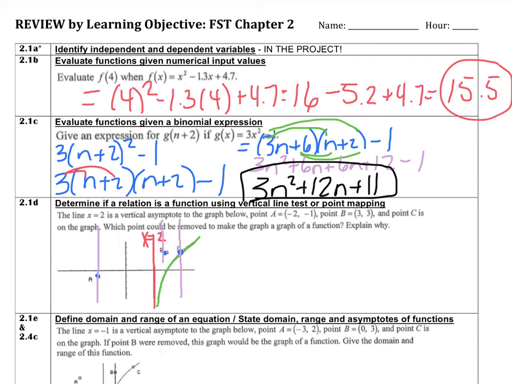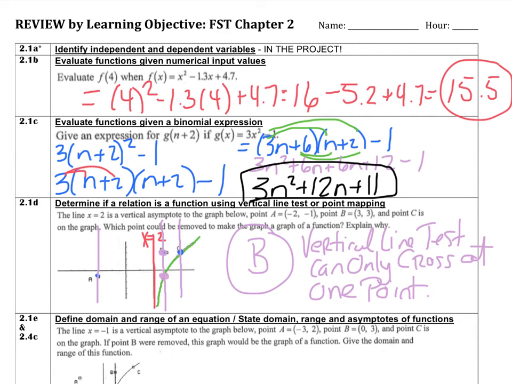Where it would fail is this line right here. Here it hits point B and it hits the green graph. So what you'd have to remove is point B. So the reason why: to pass the vertical line test, you can only cross at one point, which is what I said right here.